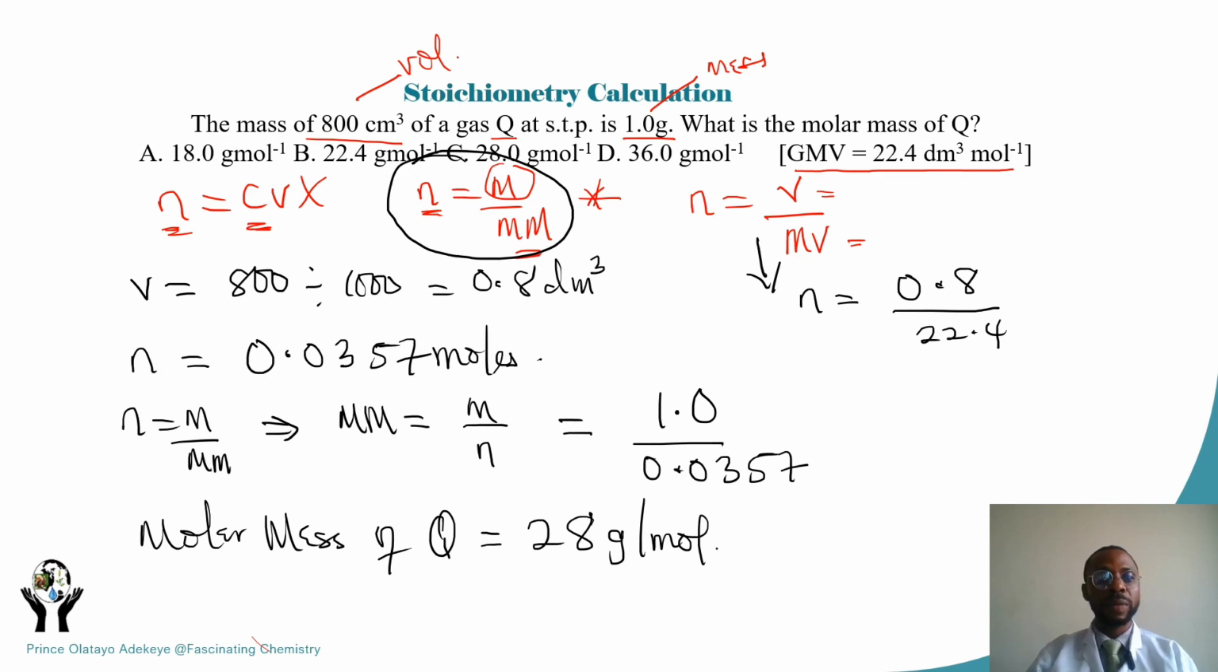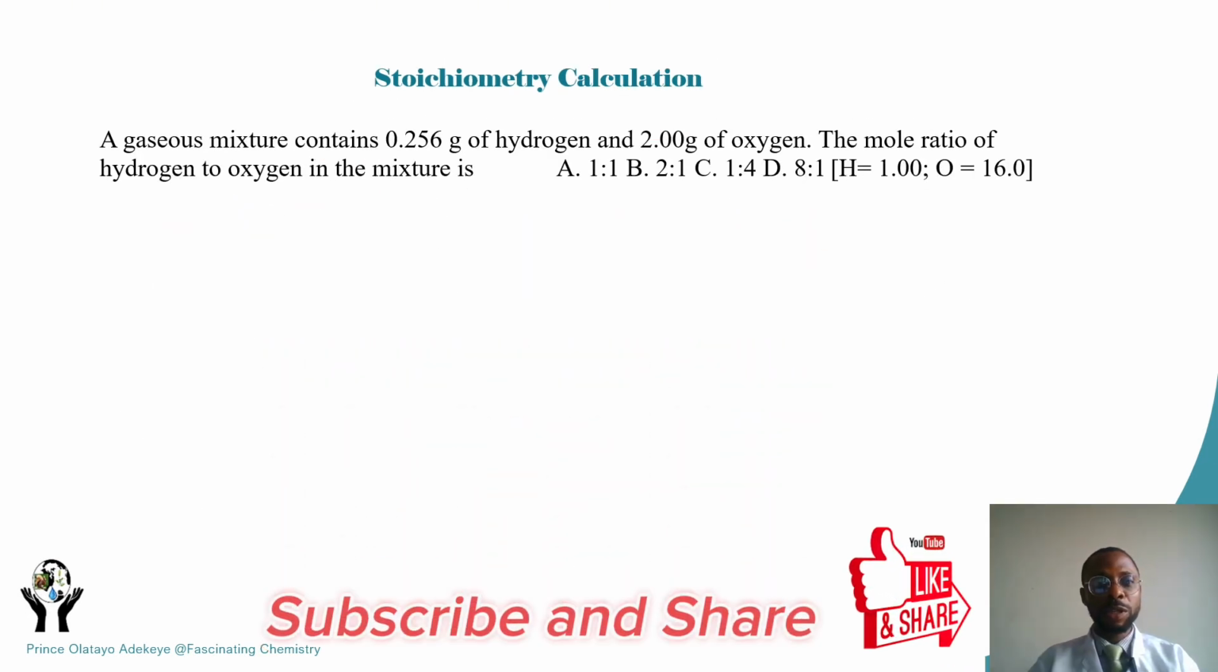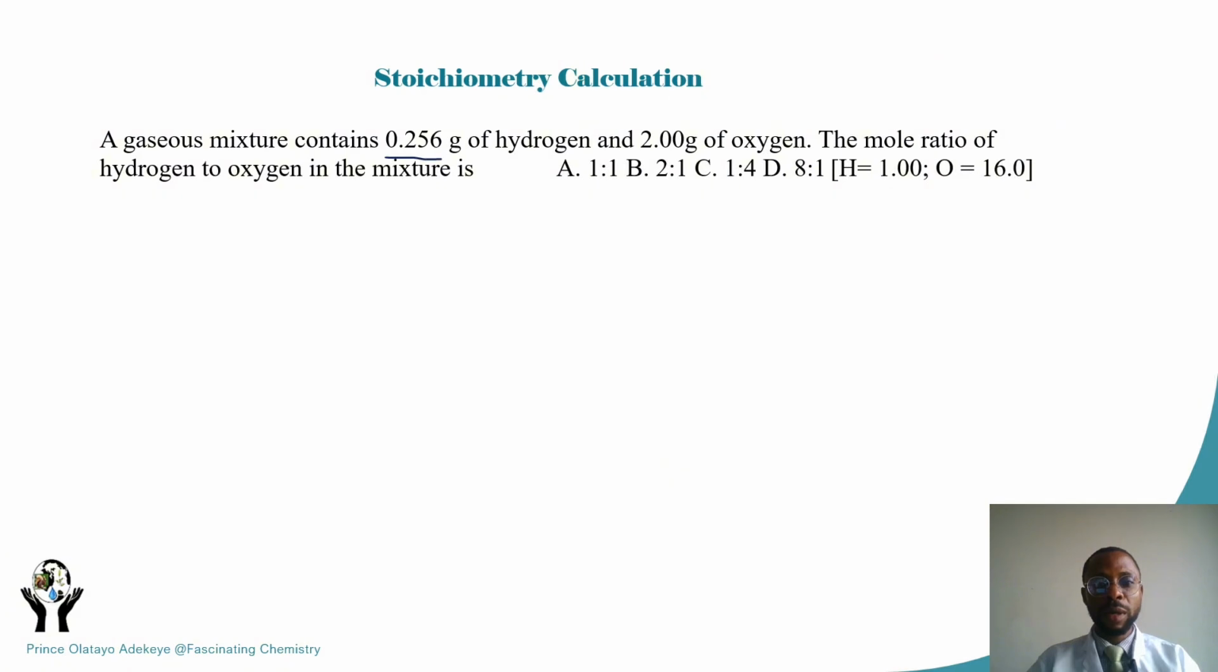And that is it. This question says a gaseous mixture contains this mass of hydrogen and this mass of oxygen. You now have to find the mole ratio of hydrogen to oxygen in the mixture. So what we're looking for is the mole ratio, means the mole of hydrogen to the mole of oxygen. That's what we're looking for. And don't forget, hydrogen and oxygen, they are diatomic gases. So you have to be very careful and cognizant of that fact.